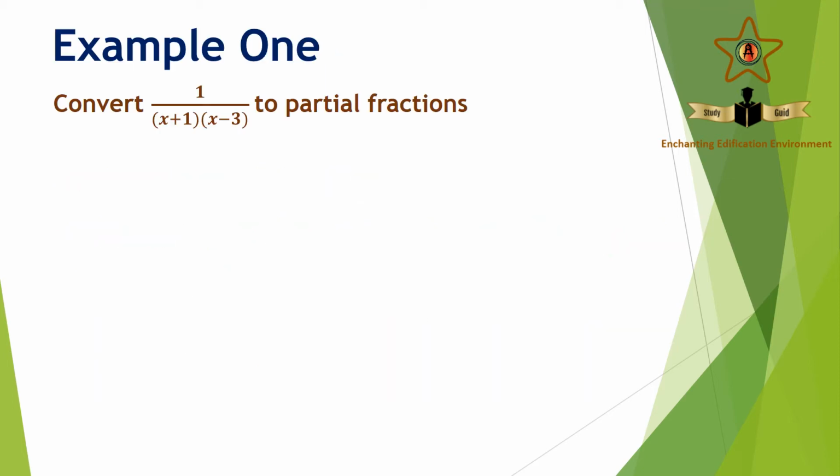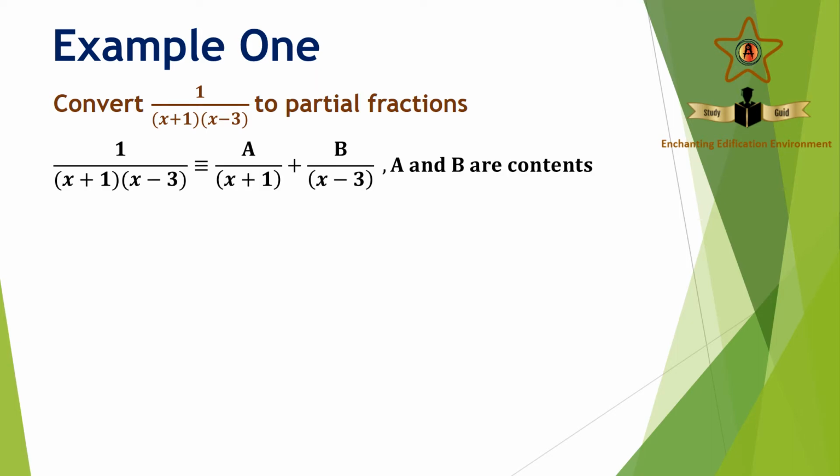Now example 1. Convert 1 over (x + 1)(x - 3) to partial fractions. Now we have to get the identity. That is, 1 over (x + 1)(x - 3) is identical to a over (x + 1) plus b over (x - 3). Here a and b are constants.